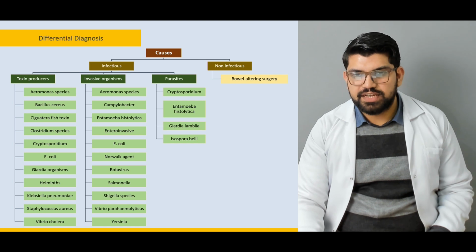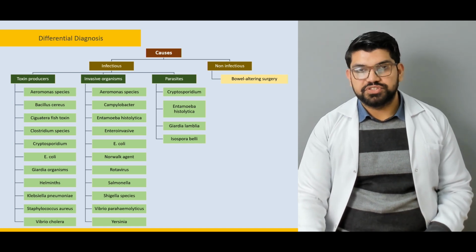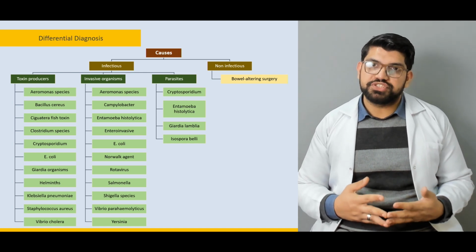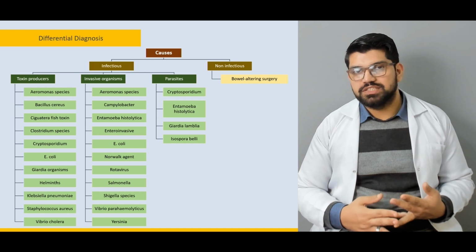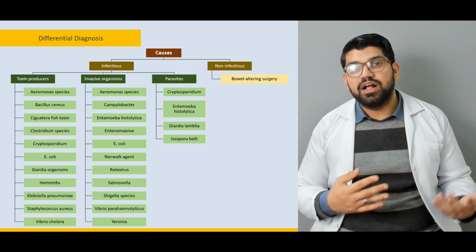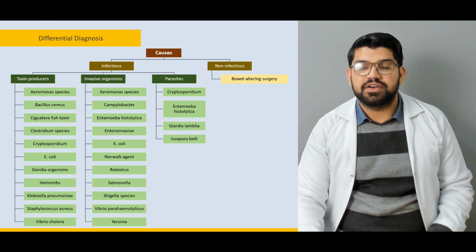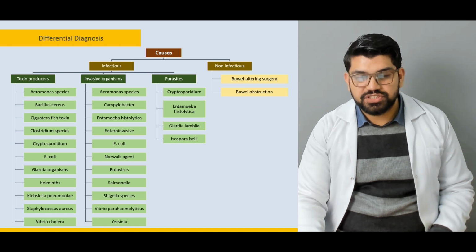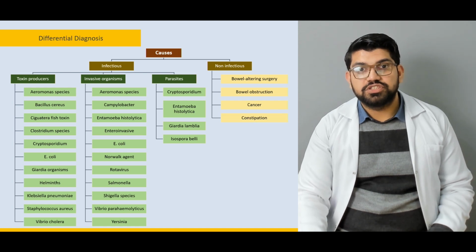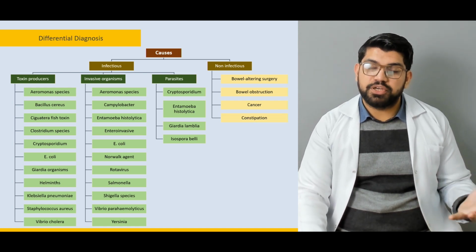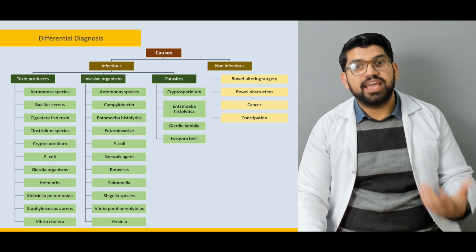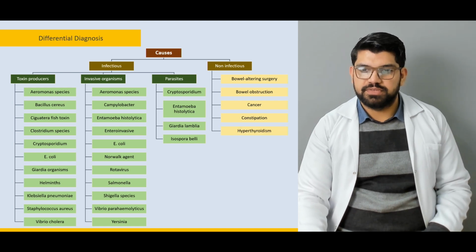So what are the non-infectious causes? Bowel-altering surgeries. Patients going through a major surgery can present with either diarrhea or constipation. Constipation can be due to adhesions, and diarrhea because of altered bowel habits that can occur post-surgery. Bowel obstruction can present with diarrhea. Cancer can present with diarrhea. Constipation, when it is relieved with laxatives or anything else, can at times present with diarrhea for some time.